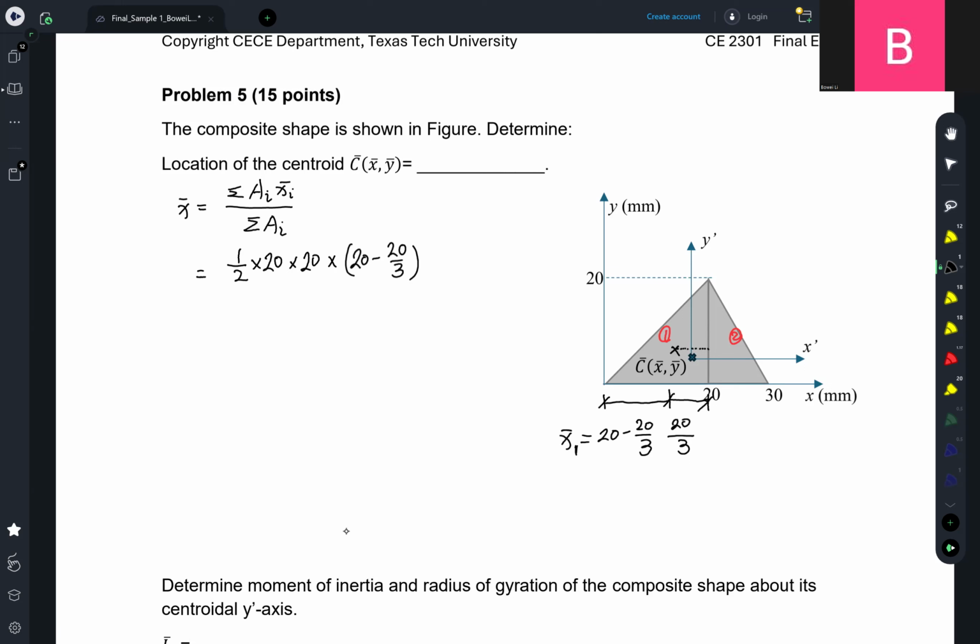Similarly for the second part, first we have the area. It is one half times the length of base, which equals 30 minus 20, which is 10, and the height is the same as the first triangle, 20. And then times the location of the centroid, and where is it?